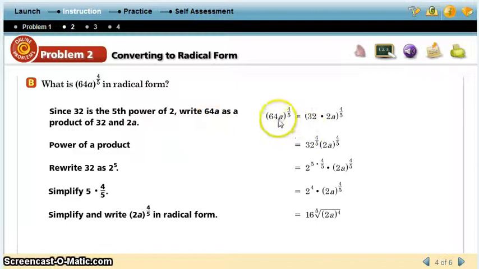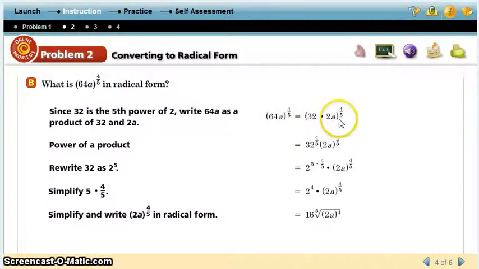Now, the reason we did that is because 32 is a perfect 5th root. Remember, we've looked for perfect squares before, 25, 36. Those are perfect squares. This is a perfect 5th root. That's why they picked that number. 32 goes into 64 2 times. So it's kind of like dividing and having your remainder here. But so we broke 64a into 32 times 2a.